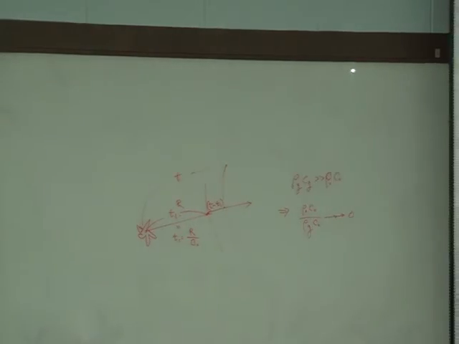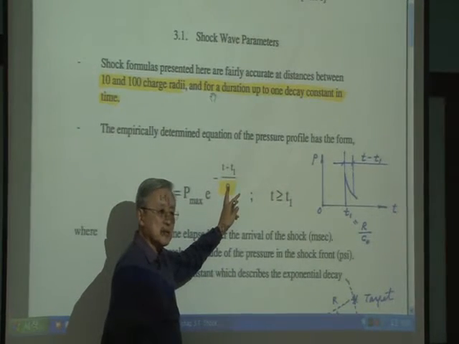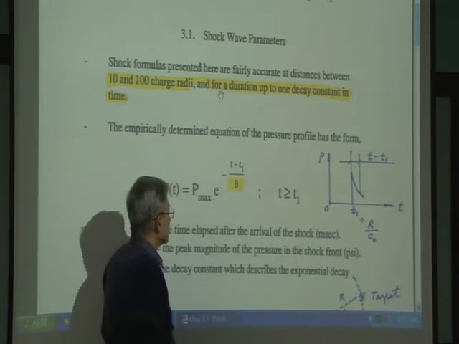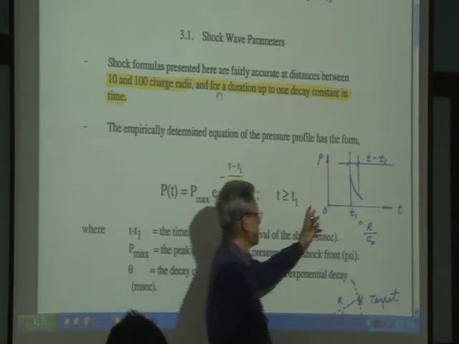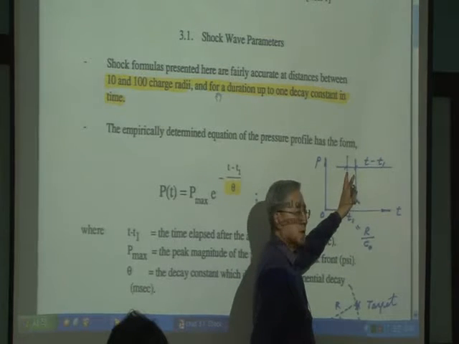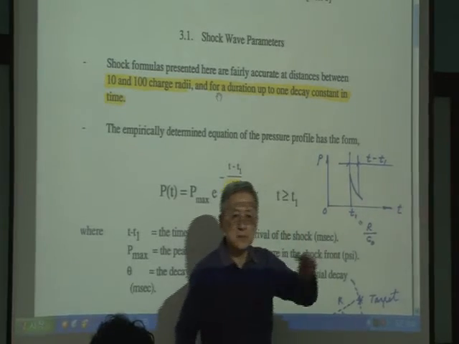So theta is a function of the charge type. Okay, so you will see in a minute. Everything is all calm until time T1, then bang, then coming down, exponential decay.